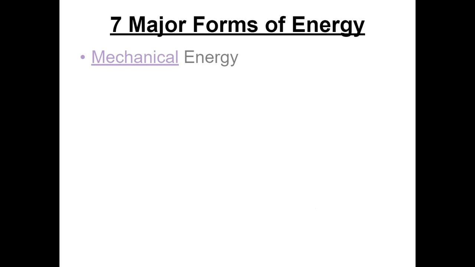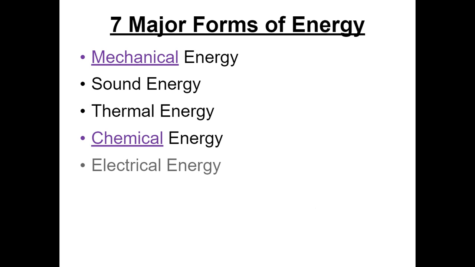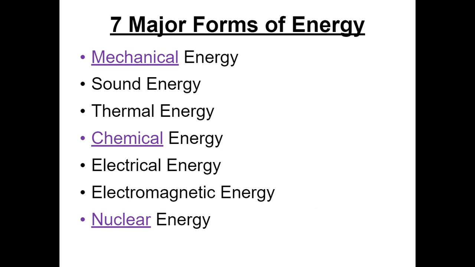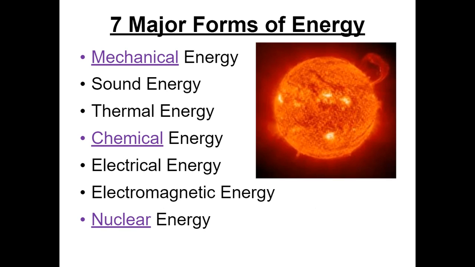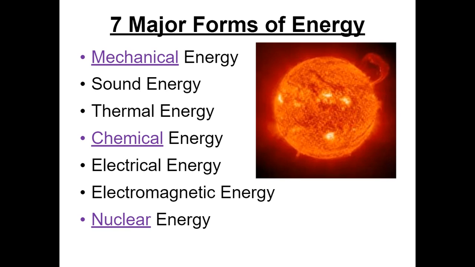All right, there's 7 major forms of energy. We have mechanical energy, sound energy, thermal energy, chemical energy, electrical energy, electromagnetic energy, and nuclear energy. Over here, we have a picture of a star. The star has lots of different forms of energy. In particular, it has thermal energy as heat, electromagnetic energy as light, and nuclear energy as it performs nuclear reactions in order to form that light and heat.